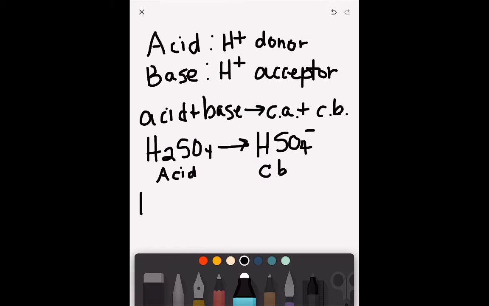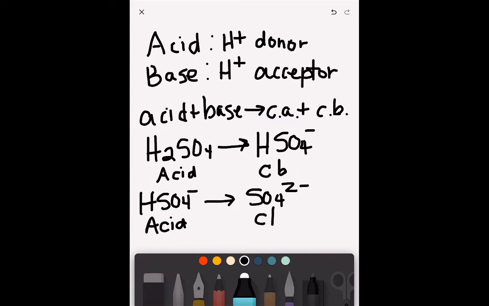So now let's say that we have HSO4 minus. Okay, it can also act as an acid and donate another hydrogen ion. And if it does that, then it's going to lose one more hydrogen ion, so that means there won't be any hydrogen left. It'll just be SO4. And we also lost a positive, so now we're going to be 2 minus. So if HSO4 minus is our acid, then our conjugate base is SO4 2 minus.